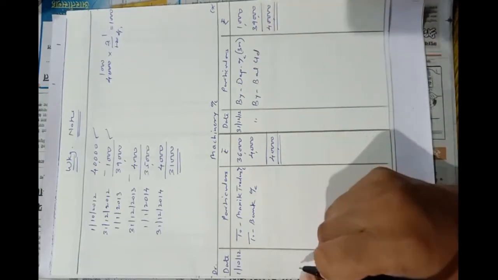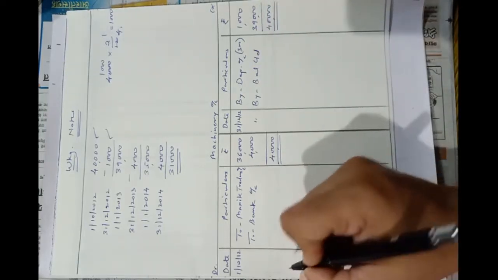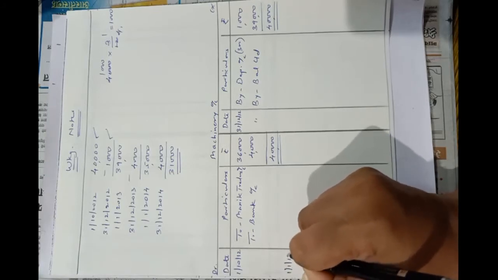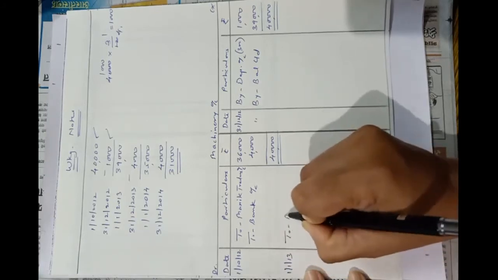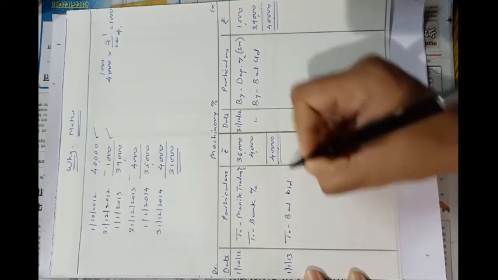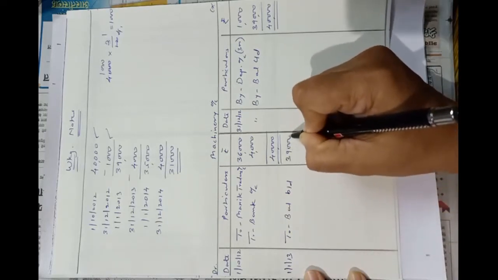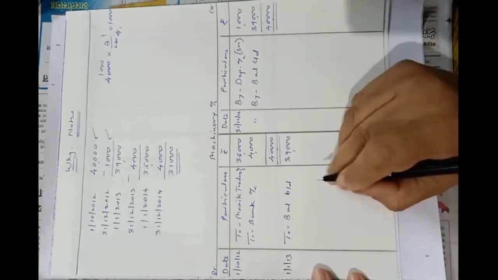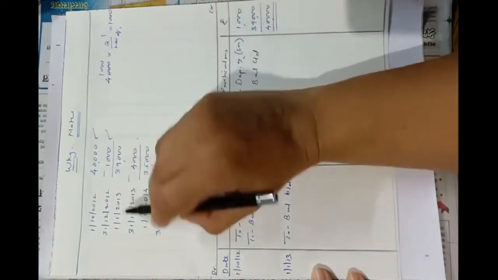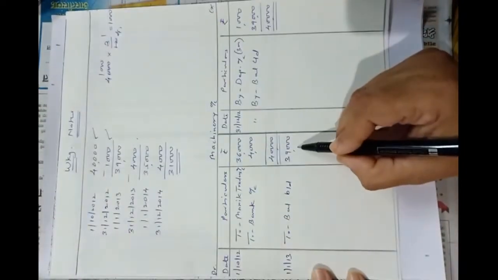It will be brought down at the beginning of second year, that is on 1st January 2013. To balance brought down rupees 39,000. Understood? Now at the end of second year, see on 1st January the balance is 39,000.